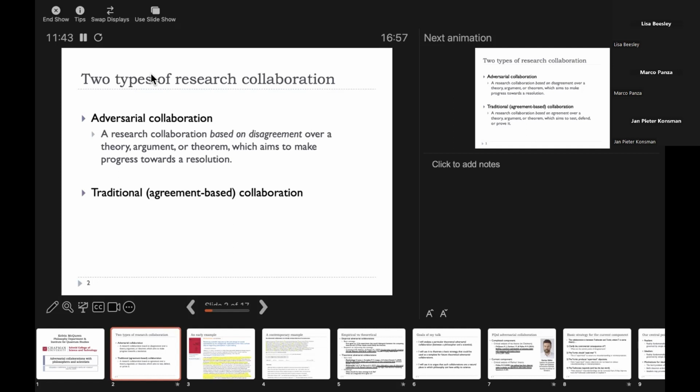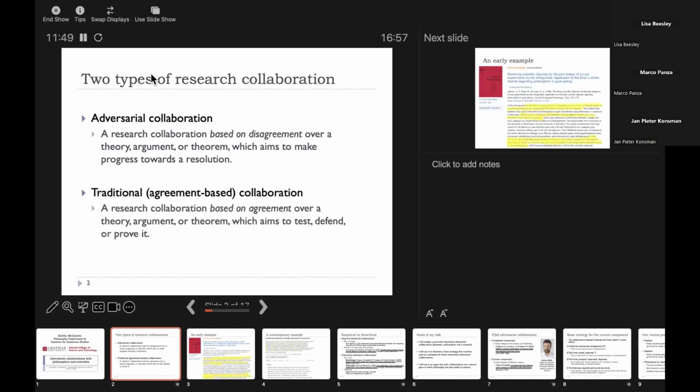To better understand it, it's worth comparing it to the traditional mode of collaboration, which is agreement-based collaboration. Hard to define something so broad, but here's a definition. It's a research collaboration based on agreement over a theory, argument, or theorem, which aims to test it, defend it, or prove it, depending if it's a theory or an argument or a proof. Okay, so agreement-based collaboration, I'm sure you're all very familiar with.